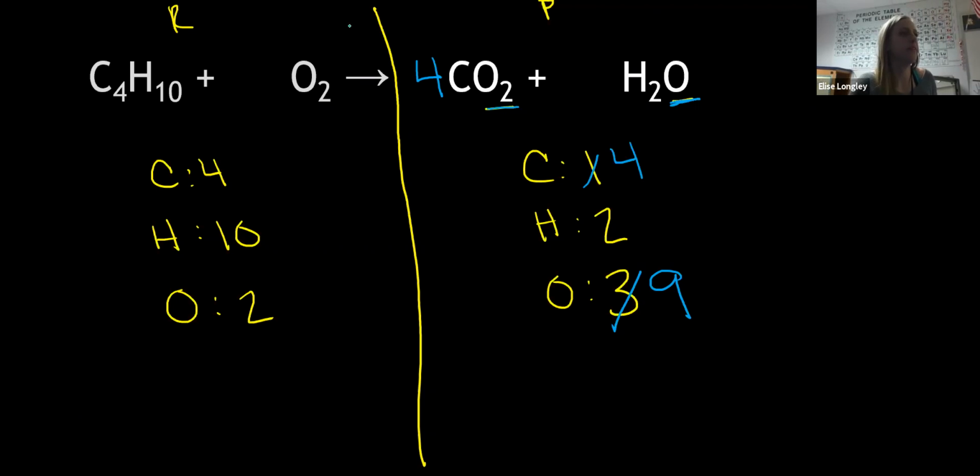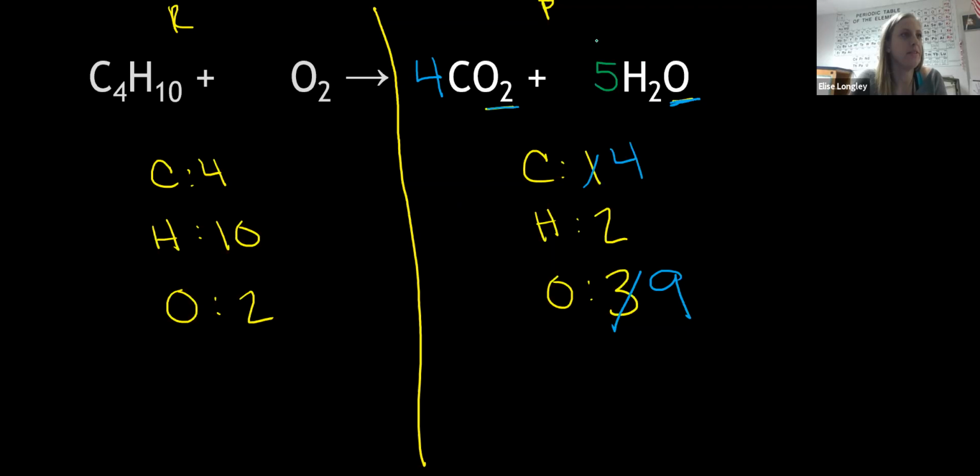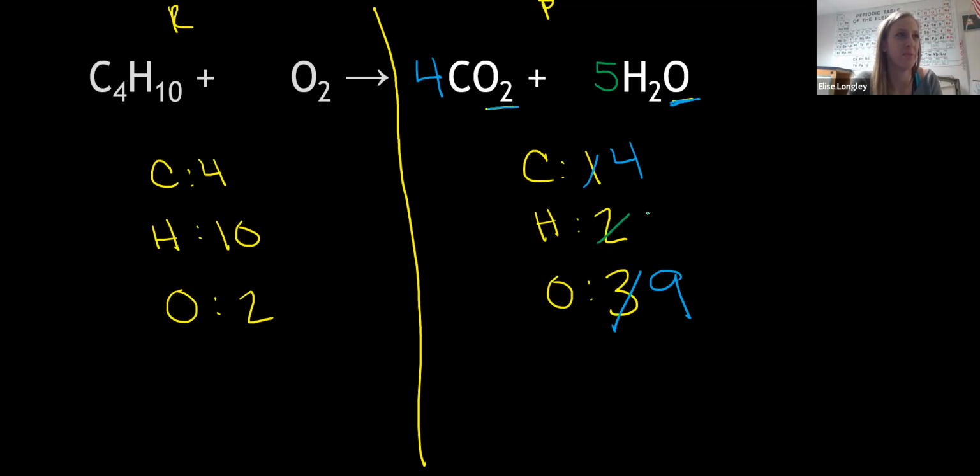Balance hydrogen for me. Okay, so you would keep the 10 hydrogens on the left side, the reactant side, and on the product side, you would put a 5 in front of the H2O. And what is that 5 called? Starts with the C. Coefficient. There we go. Coefficient. So that gives me 10 hydrogens.